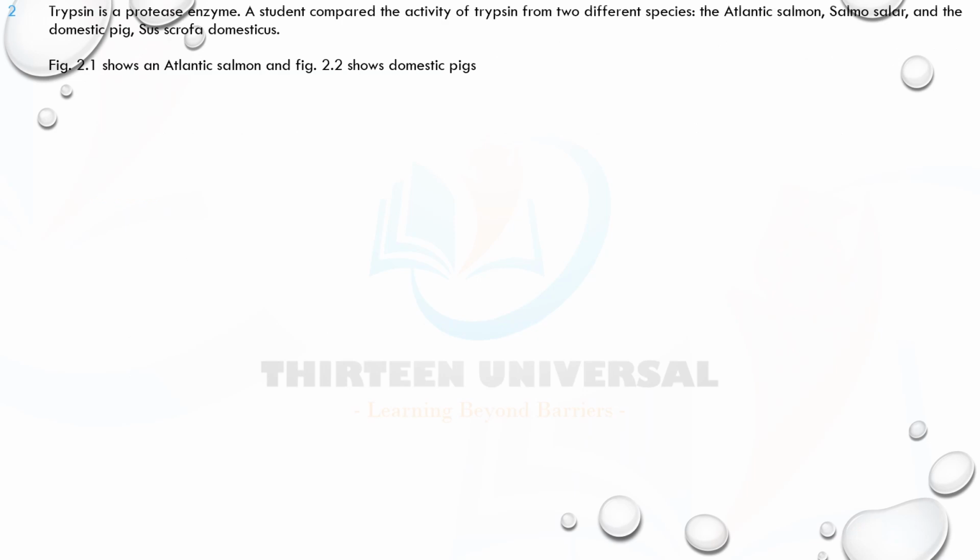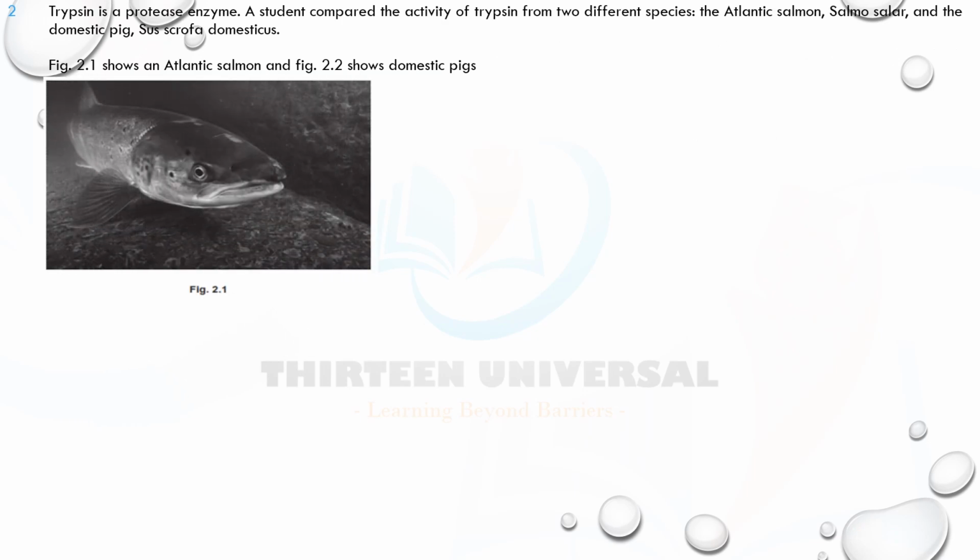All right, let's move on. So this is another question. Quickly, we've taken a lot of time. Trypsin is a protease enzyme. This question two is going to be testing specifically for evaluation and analysis. A student compared the activity of trypsin from two different species, the Atlantic salmon, Salmo salar, and the domestic pig, Sus scrofa domesticus.